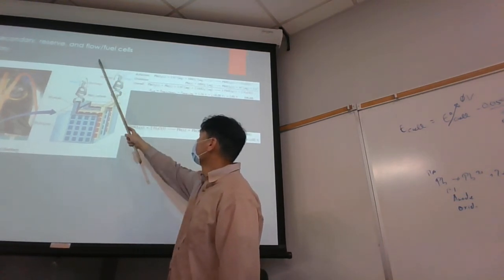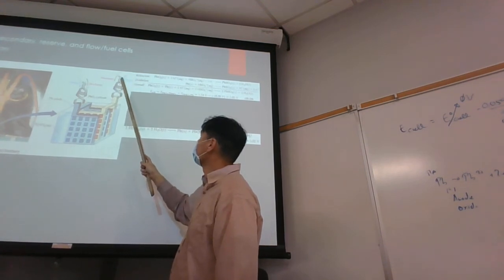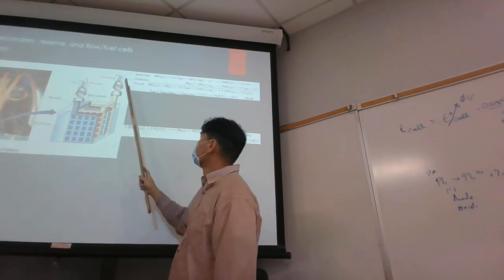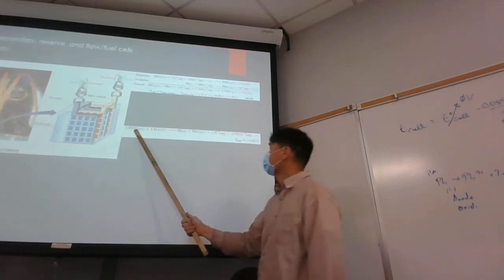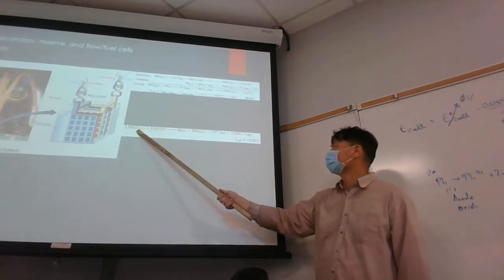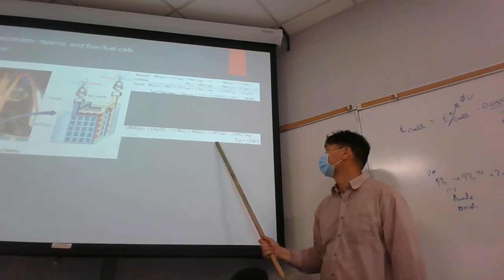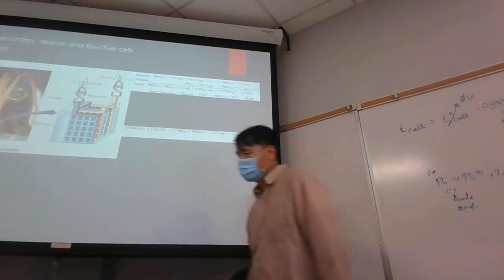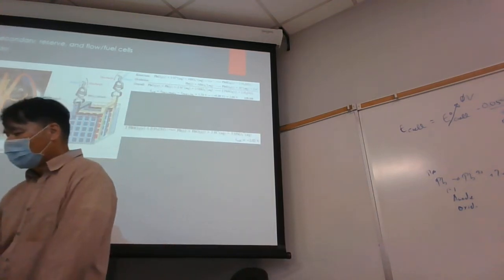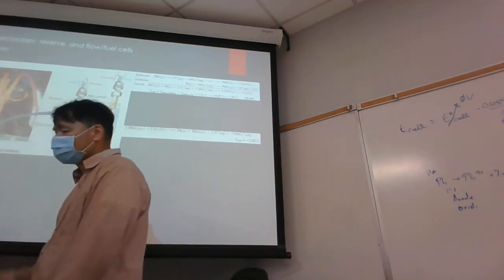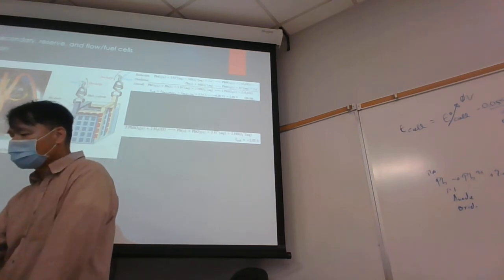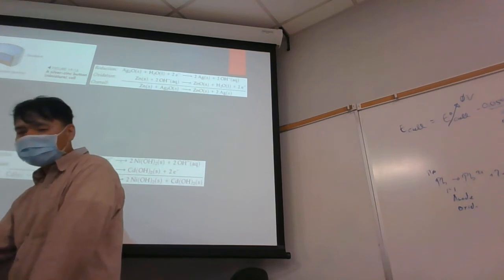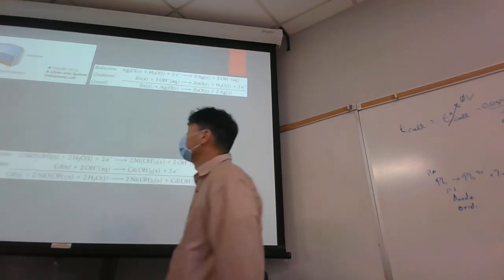When we recharge it, we hook up a power supply here, and the power supply is going to force the electrons in and out. And so when it forces electrons out, we're going to oxidize the lead, and when it forces electrons in, we're going to reduce the lead. And we regenerate sulfuric acid. But to figure out how many electrons are transferred, we look at the oxidation states and how they change. You don't have to have these memorized.